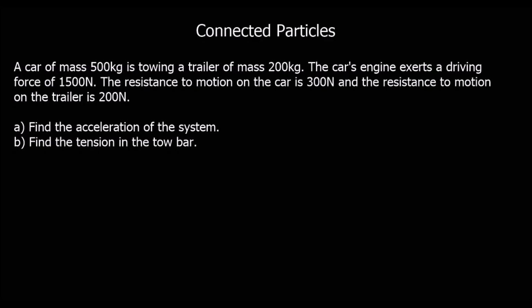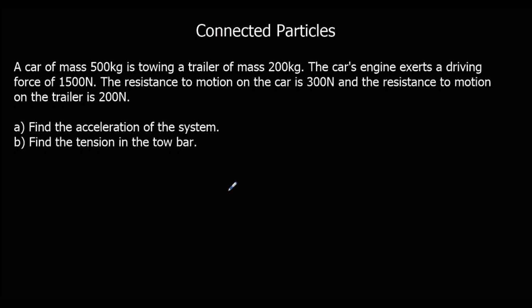In this video, we're going to look at connected particles. Here we've got a question. A car of mass 500 kilograms is towing a trailer of mass 200 kilograms. The car's engine exerts a driving force of 1,500 newtons. And we've got a resistance to motion on the car of 300 newtons and a resistance to motion on the trailer of 200 newtons. So the first thing we're going to do is draw a diagram showing the car and the trailer.